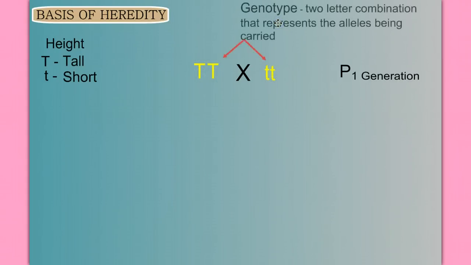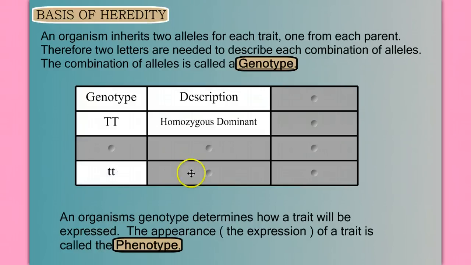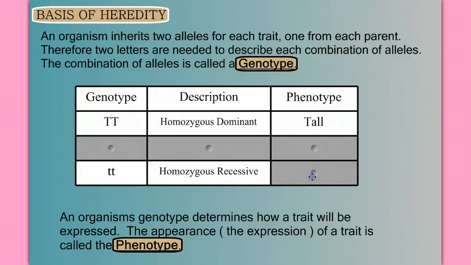This two-letter combination that represents the alleles present is called a genotype. These two genotypes can be described as big T, big T, homozygous dominant, and little t, little t, homozygous recessive. The genetic expression that we see when we look at the parents is called the phenotype, and here we have tall and short.